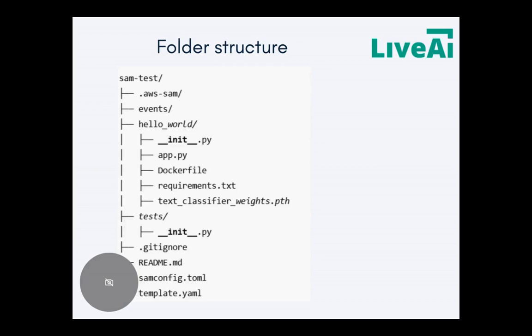Okay, so let's go over and check the folder structure. Let's say I created a project named sam-test. You will see the .aws folder, events folder, a hello_world folder, and a tests folder. At this time, we are mostly focused on our hello_world folder, which consists of the app.py, the Dockerfile, requirements, as well as the weights file for the text classifier. So this is how your folder structure will look. That's provided with the README.